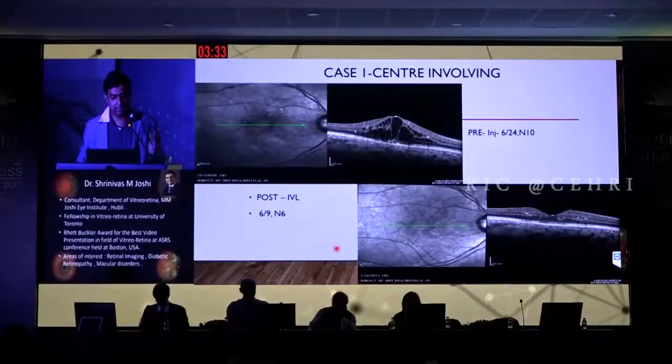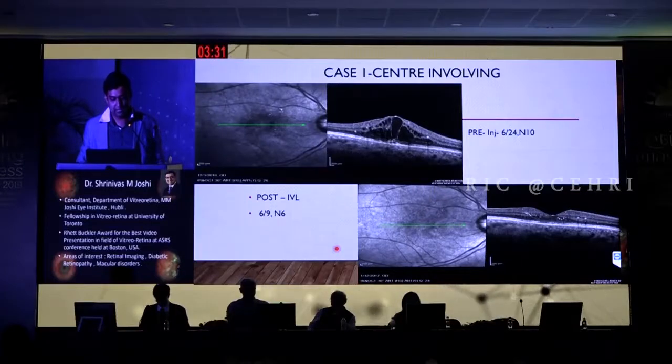Center involving is usually when the cystic spaces are involving the center of the fovea. They do have neurosensory detachment sometimes, and the central subfield thickness is more than 305 microns in women and more than 320 microns in men, as established on the Spectralis OCT. Retinal thickening involving more than 3000 microns from the center of the macula but not involving the center of the macula is what is described as the non-center involving. So let's look at some of the examples.